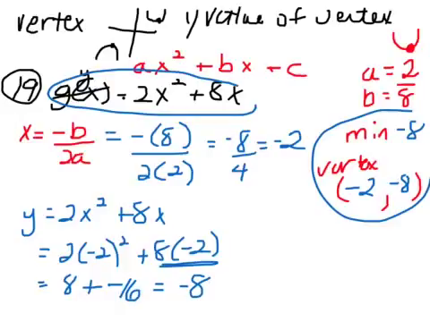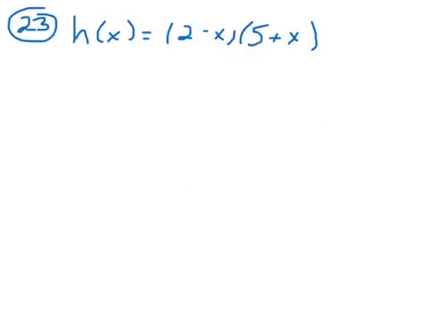Let's try another one. 23, they give you this. And again, they're playing around a little bit and just giving you quadratic equations in different forms. This one is in factored form. Some things I can do to make it make more sense to me. This is a y equals here. And really, if I want to do this, I'm going to have to multiply all this out. I'm going to have to distribute.